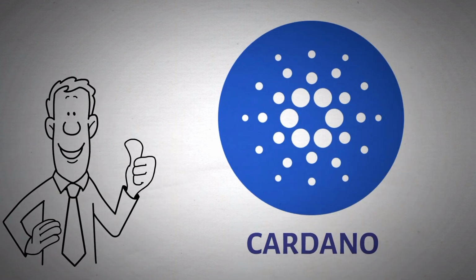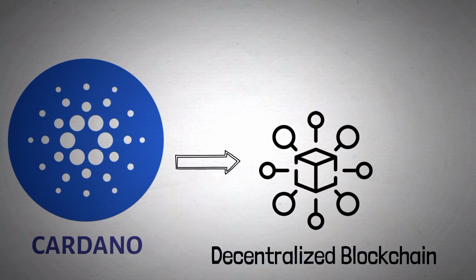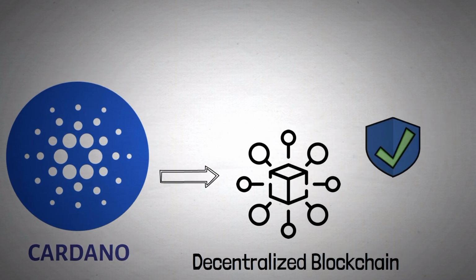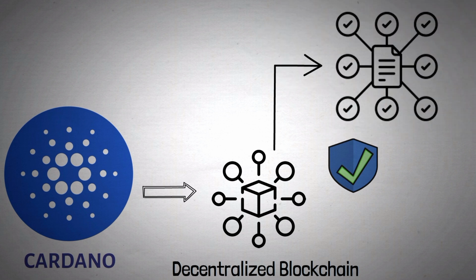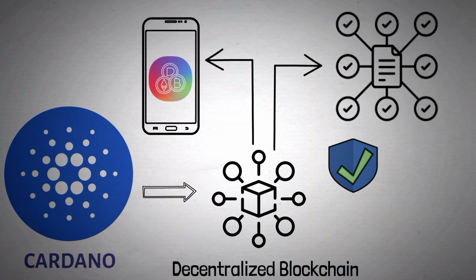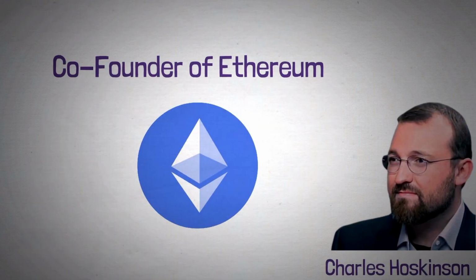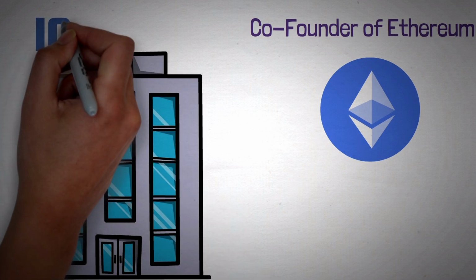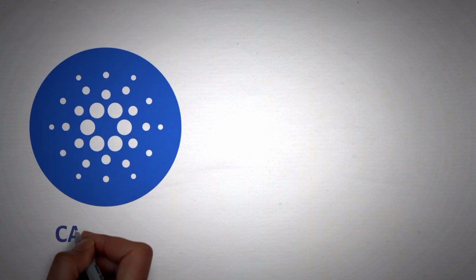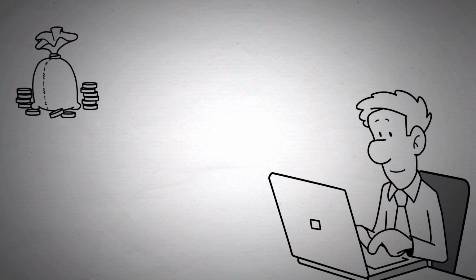So Cardano. It is a decentralized, open source blockchain and cryptocurrency project that is focused on providing a secure and scalable platform for the development and execution of smart contracts and decentralized applications. It was created in 2015 by Charles Hoskinson, co-founder of Ethereum, mind you, and is developed by the blockchain research and development company IOHK.